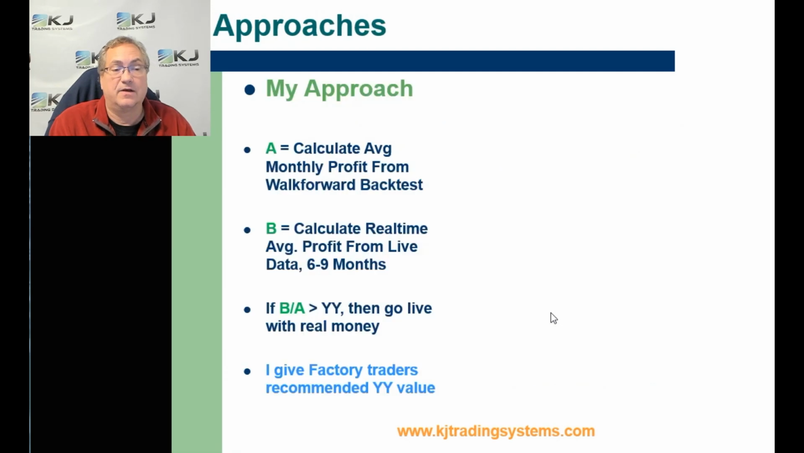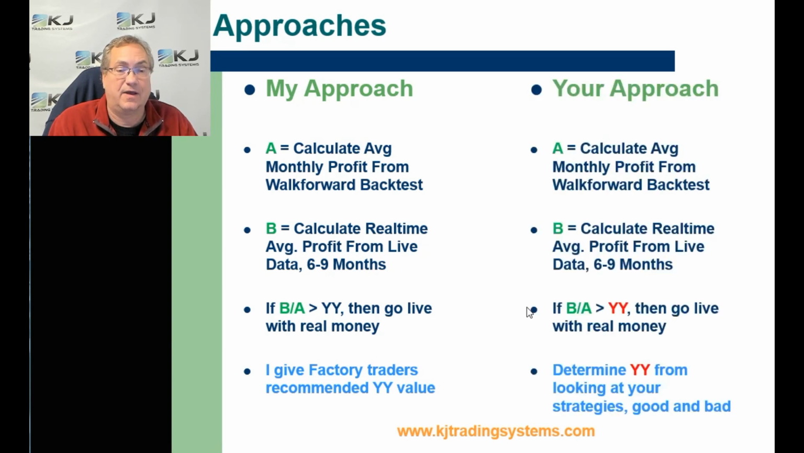My approach to this is you calculate an average profit that you expect from the back test. Then you calculate a real-time profit from the live performance. Doesn't have to be real money if you do it correctly. And then if that ratio is above a certain value, you go live. And of course, I give my students the value to use. If you were doing it yourself, you just have to figure out the Y variable that's shown in red here. You'd have to figure that out on your own based on your own results. But you can do it yourself.